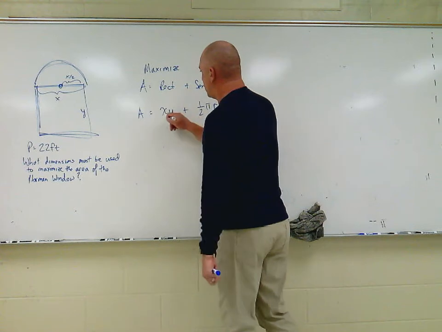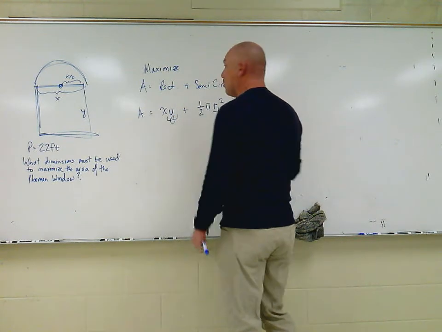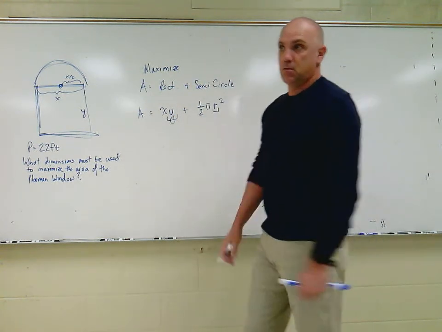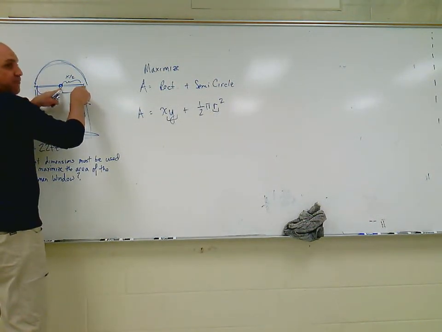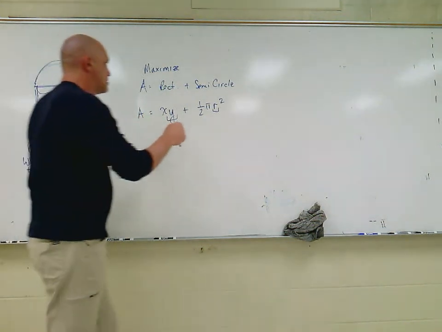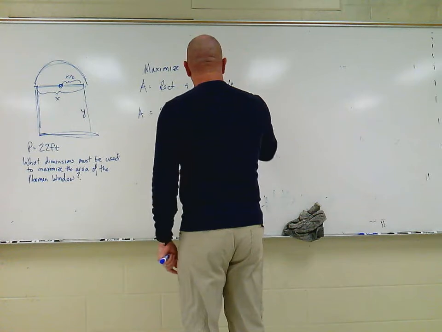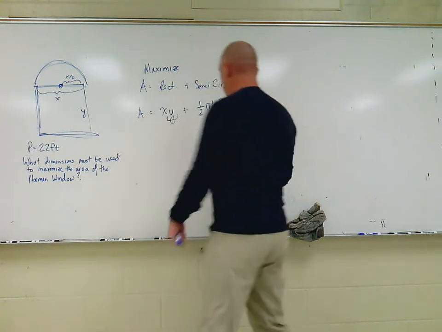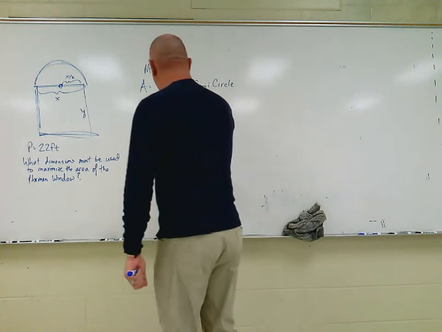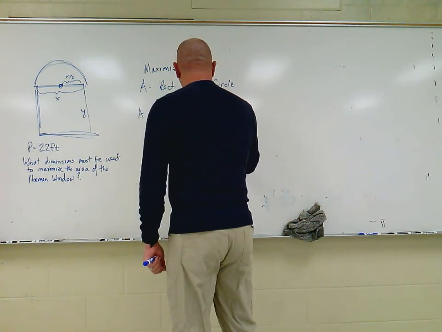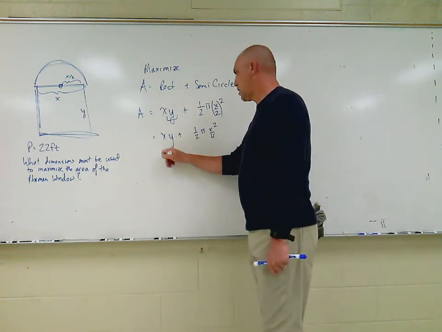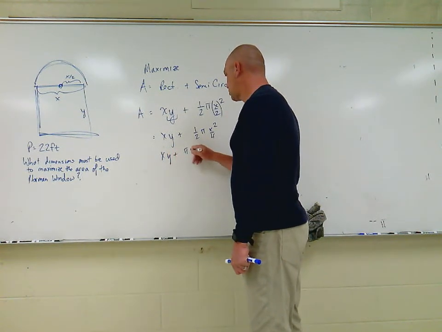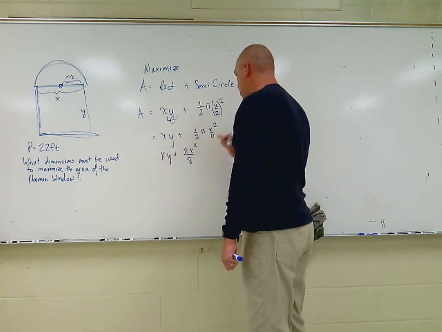So I'm going to have to get rid of this y somehow, and I'm going to have to get rid of the r. Well, the r is easy, because since this dimension here is x, half of x will serve as the radius of this semicircle. So I'll take the radius out and put in x over 2, and then I'll square that. So now I have x by y plus 1/2 pi x squared over 4. So I have x by y plus pi x squared over 8 if I multiply.